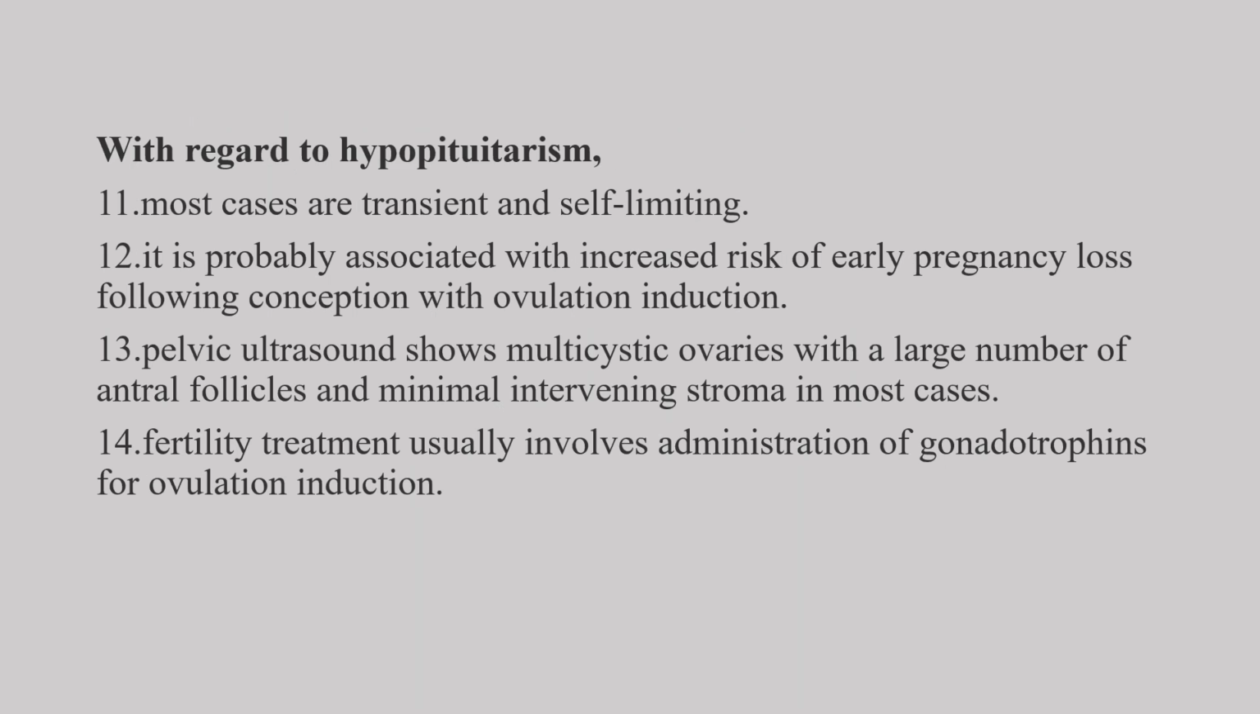With regard to hypopituitarism, most cases are transient and self-limiting. False. This is false because transient and self-limiting are mostly hypothalamic amenorrhea, not hypopituitarism. These are the causes which have affected the pituitary, so they are not transient and self-limiting.